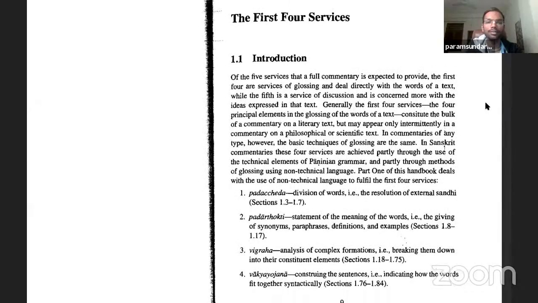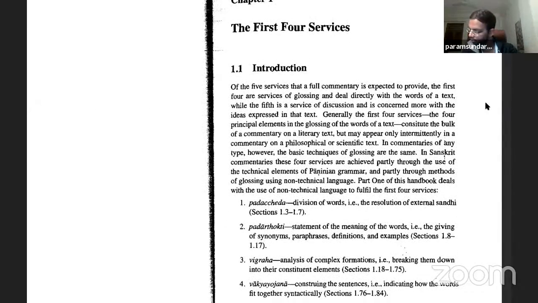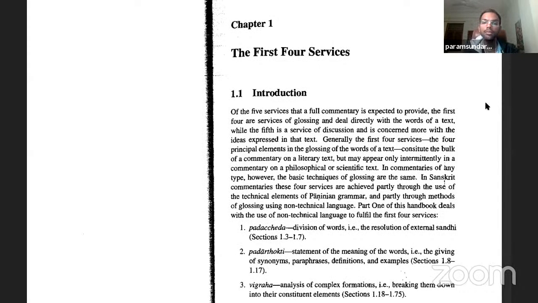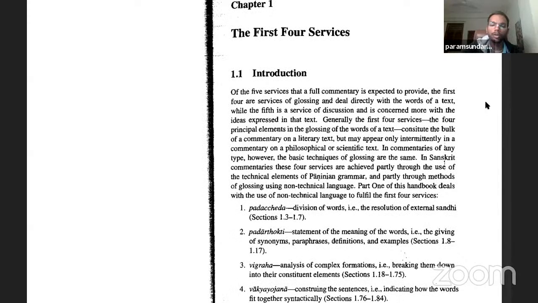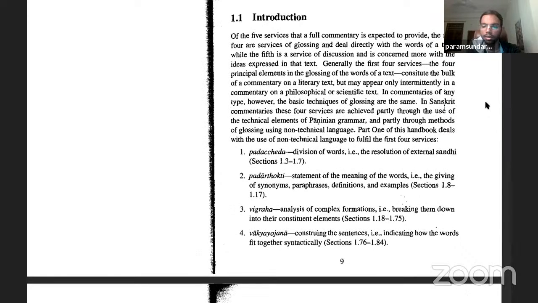Yeah, that was. Do you want to just read through the whole thing, or we can jump around, or what do you think? Just these bullet points, like Padacheda, what's that in English?